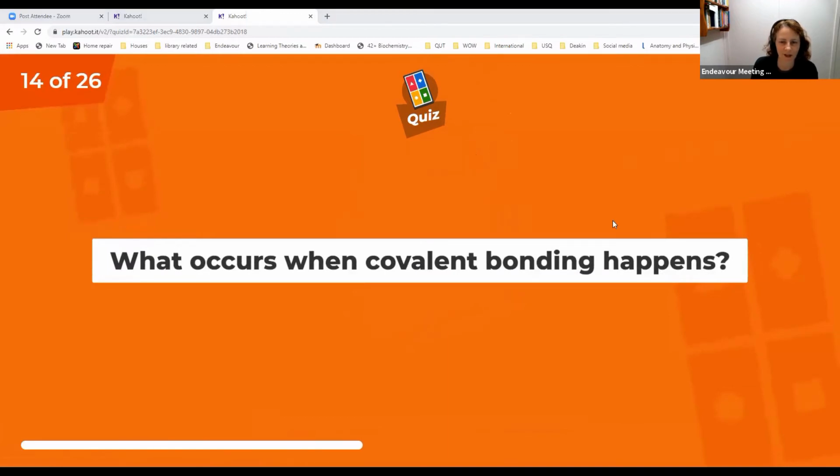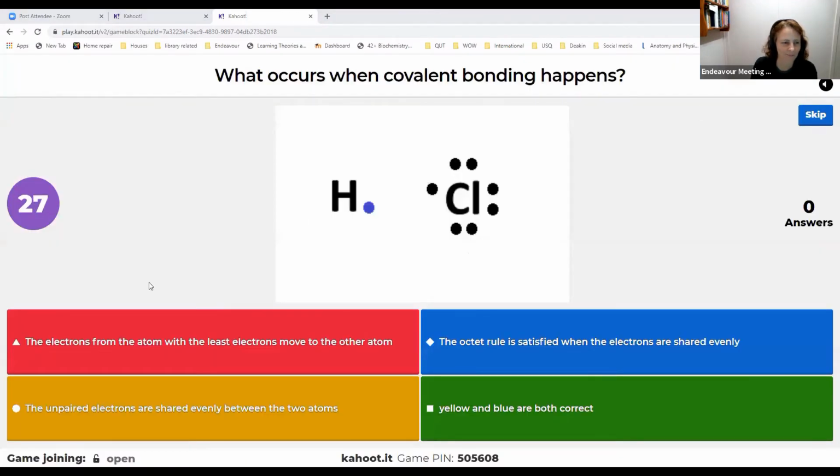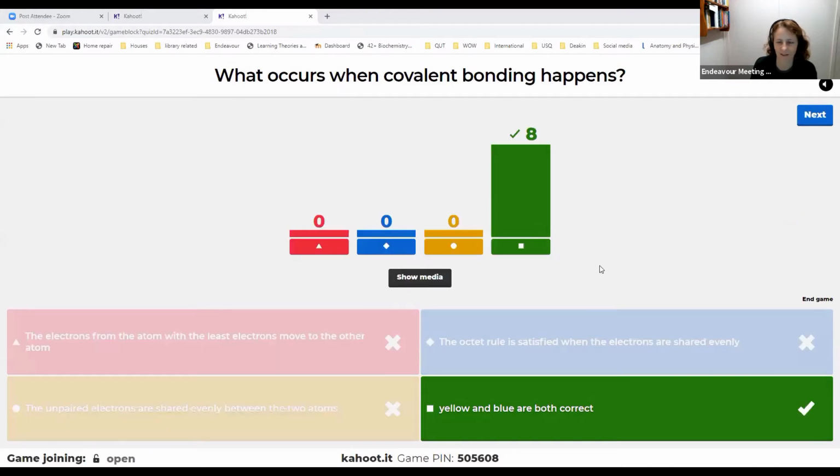So what occurs when covalent bonding happens? The electrons from the atom with the least electrons move to the other atom. The unpaired electrons are shared evenly between the 2 atoms. The octet rule is satisfied, or are yellow and blue both correct? Okay, so everyone said that yellow and blue are both correct.